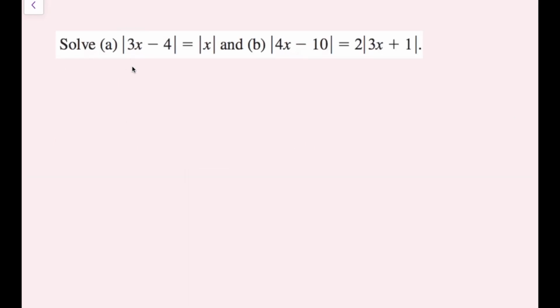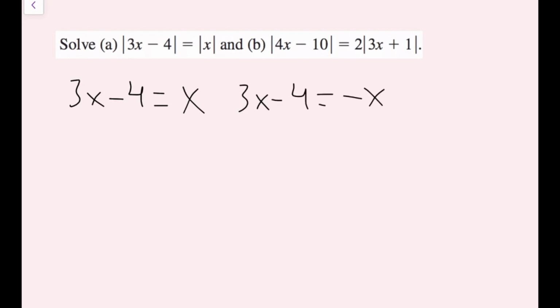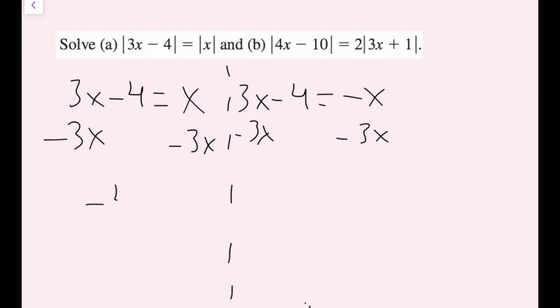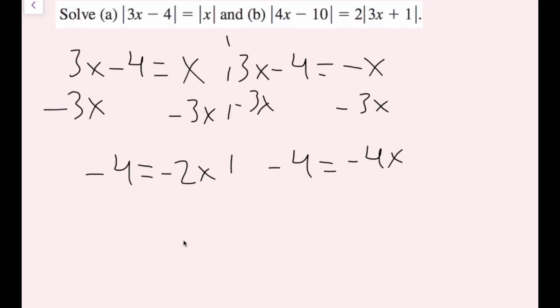All right, so for part A, I have the absolute value of 3x minus 4 equals the absolute value of x. So I can just rewrite this as 3x minus 4 equals x, and 3x minus 4 equals negative x. So I am going to solve this equation first. I'm going to subtract, well, actually I'll solve them both at the same time. Subtract 3x on all the sides. So now I get negative 4 equals negative 2x. Here I get negative 4 equals negative 4x. So now I'm going to have to solve these equations separately.